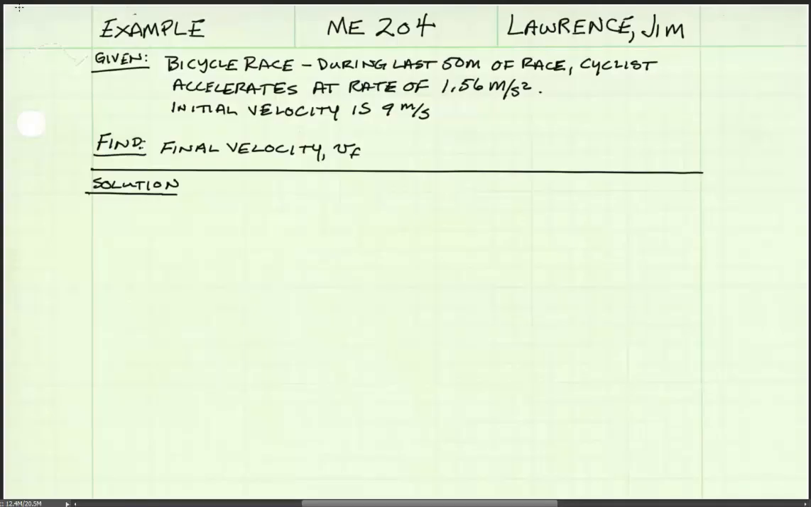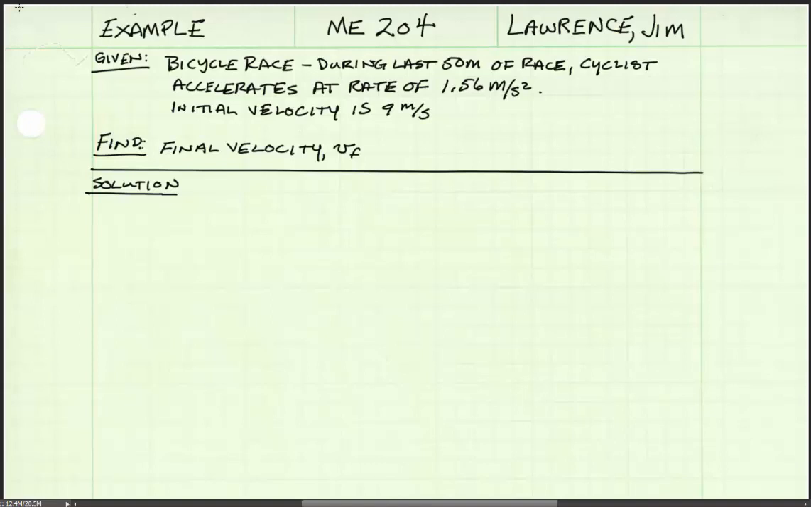In this example, we have a bicycle race where during the last 50 meters of the race, a cyclist accelerates at a rate of 1.56 meters per second squared. Their initial velocity was 9 meters per second, and we want to find the final velocity of the bicyclist when he finishes the race at the end of that 50 meters.